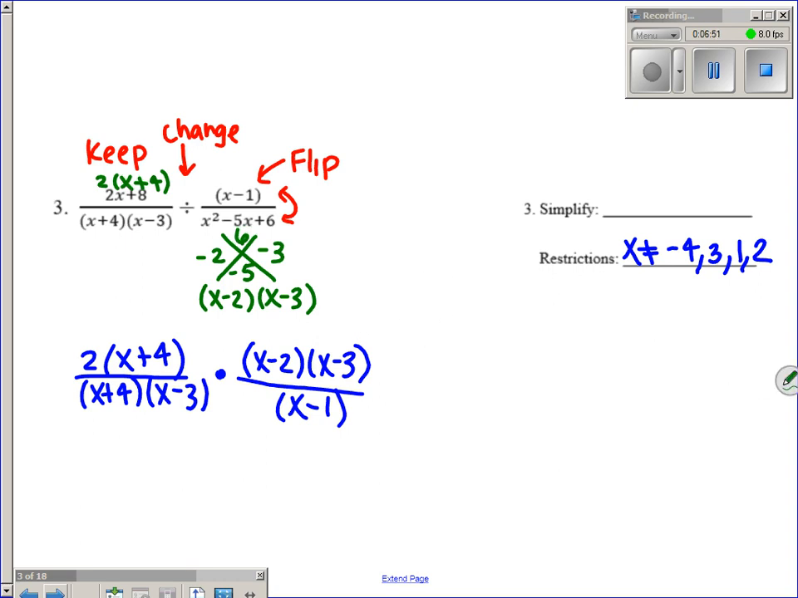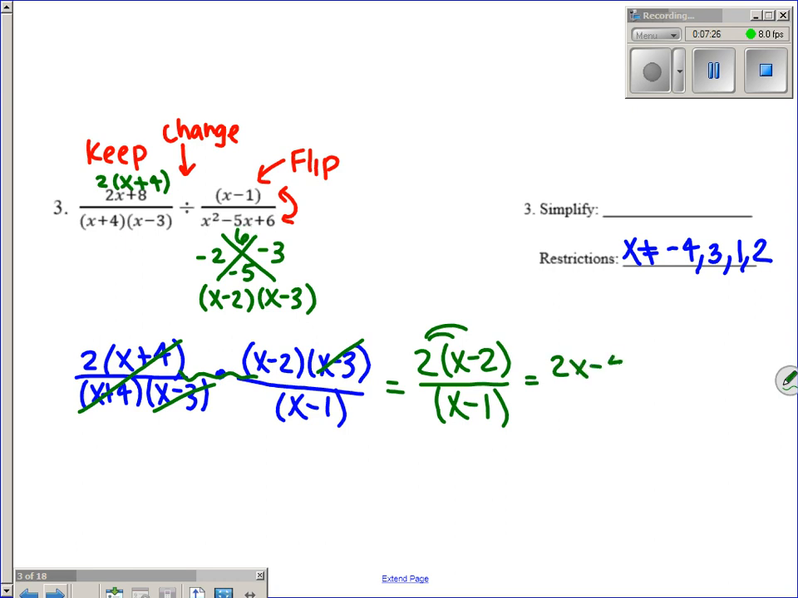Okay, so now again, since it is multiplying, we can kind of close that gap, and everything on the top and bottom that's the same, we can cancel out. So we have x plus 4s, x minus 3s, and that's it. So this actually becomes 2 times x minus 2 over, we have x minus 1 left. And at that point, nothing else can cancel out. You could simplify this by redistributing that 2 to get 2x minus 4 over x minus 1.